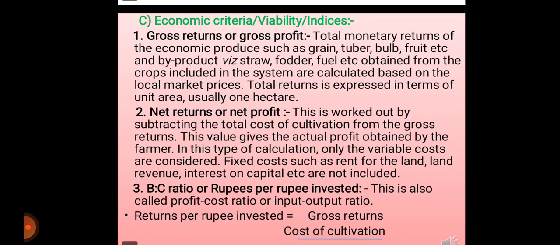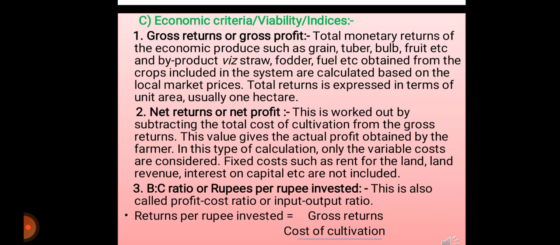Then we discuss the third, economic criteria, viability indices. First, gross return or gross profit. Total monetary returns of the economic produce such as grain, tuber, bulb, fruit, etc. and byproducts such as straw, fodder, fuel, etc. obtained from the crops included in the system are calculated based on the local market price. Total returns are expressed in terms of unit area, usually 1 hectare.